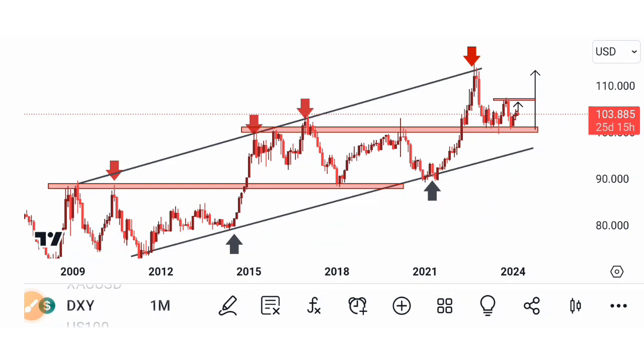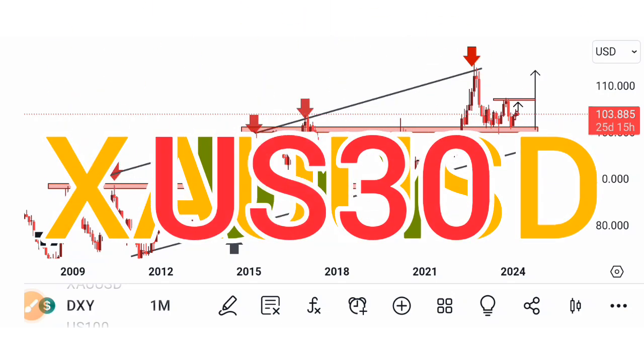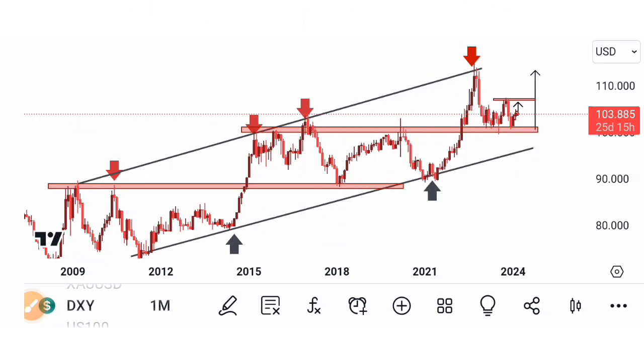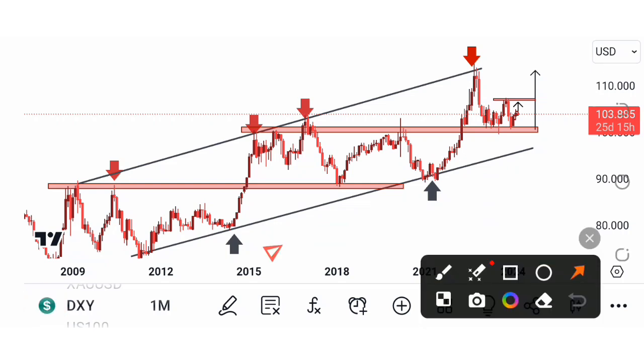It's the time of the week where I do the weekly analysis, and today I'll be analyzing the dollar index, gold, US30 and US100. And as you can see, I'm on the dollar index and I'm bullish on this particular instrument. To explain why, it's simply because we are in a bullish trend. I say this because we keep making higher highs and we keep making higher lows. Obviously, you can see that.